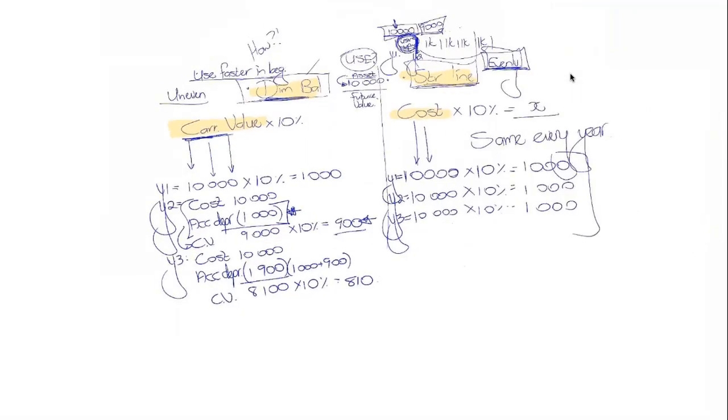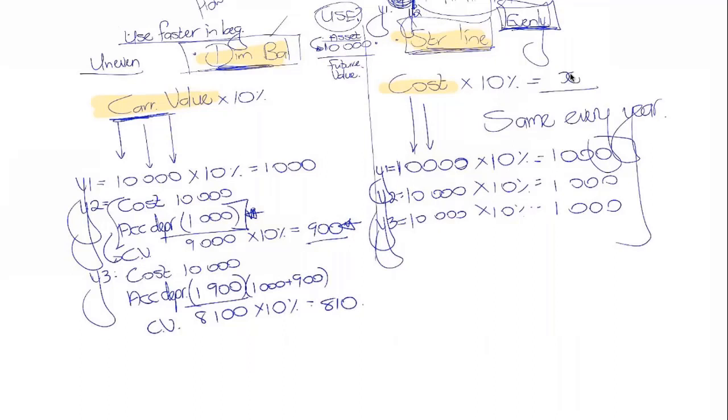So you can see when we were doing straight line, every year was the same, nice and evenly. But here with diminishing balance, you can see that your depreciation is reducing every year. Why? Because we believe that in the beginning of the life of an asset, we get more value out of it. And as time passes, we get less value out of our asset.